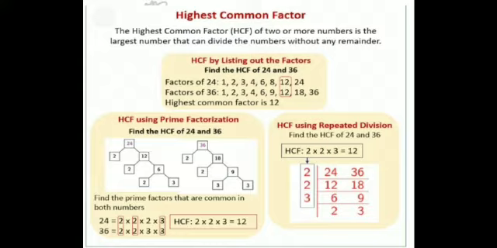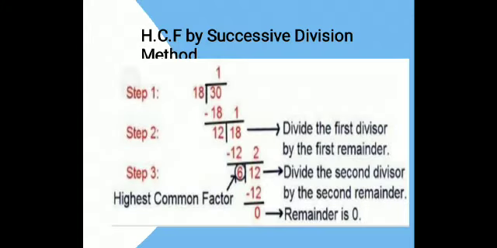Now the next method is the successive division method. In this method, we have to divide the given numbers using the traditional method of division, right? In the first step, we'll divide the bigger number by the smaller one. Here we have the two numbers 18 and 30. So 30 will be divided by 18. We get 18 ones are 18, and 12 is the remainder here.